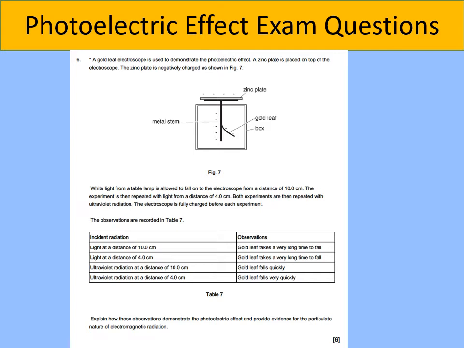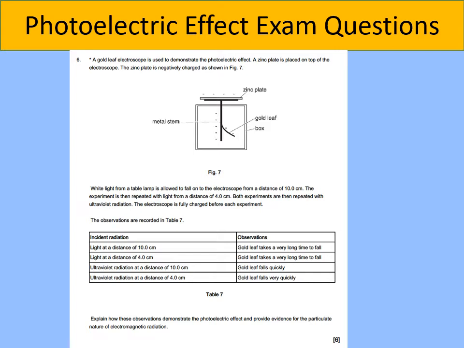A zinc plate is placed on top of the electroscope. The zinc plate is negatively charged, as shown in figure 7. This question is interesting in the sense that they haven't mentioned that the zinc plate is cleaned, but it's probably been cleaned prior to being charged. So white light from a table lamp is allowed to fall onto the electroscope from a distance of 10 centimeters. The experiment is then repeated with light from a distance of 4 centimeters. Both experiments are then repeated with ultraviolet radiation. The electroscope is fully charged before each experiment.